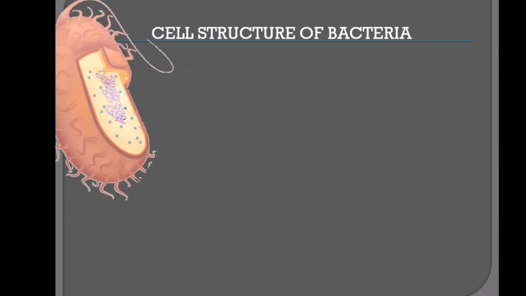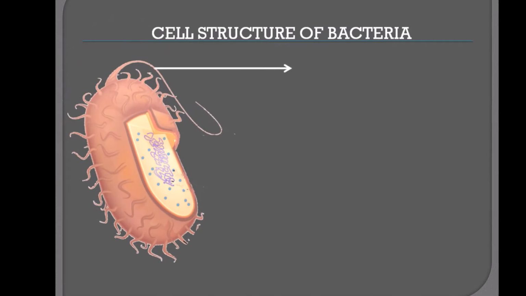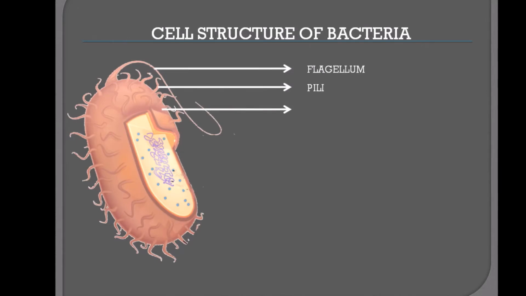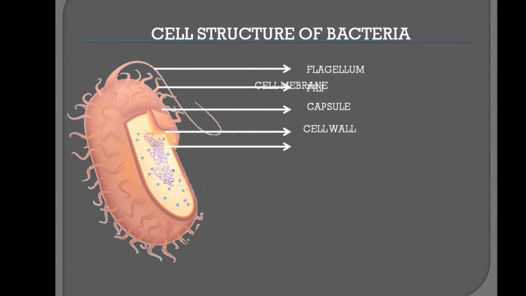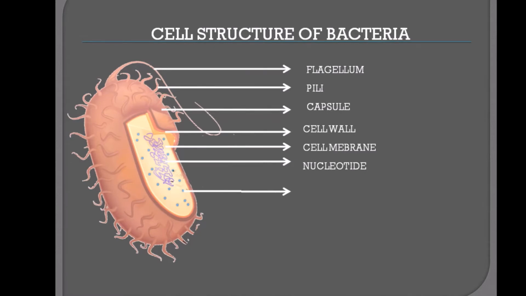Cell structure of bacteria. Bacteria have a long tail-like structure called the flagellum, and around the body tiny projections called pili, and a covering coat called the capsule. Just below the capsule there is a thin cell wall, and a yellow fluid substance called the cell membrane, and a highly coiled nucleotide is present along with tiny dots of ribosomes.